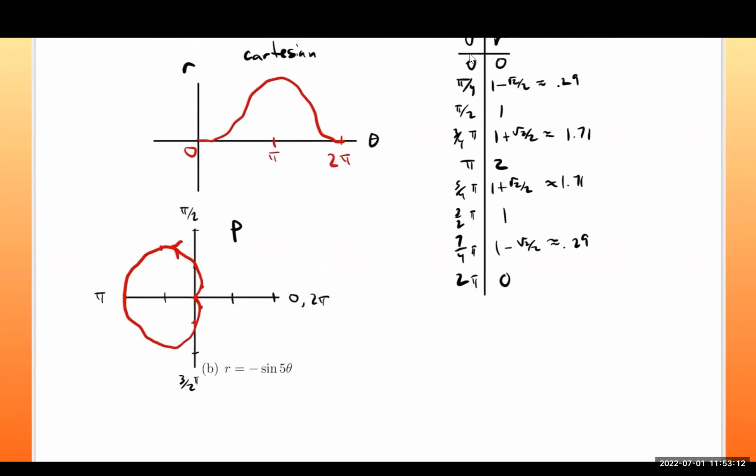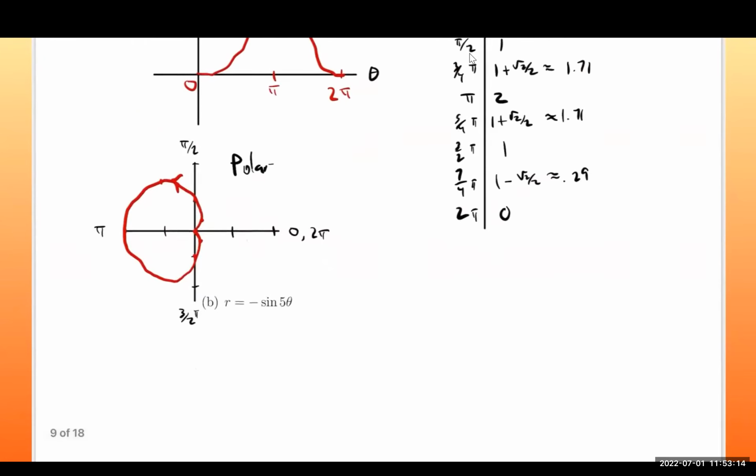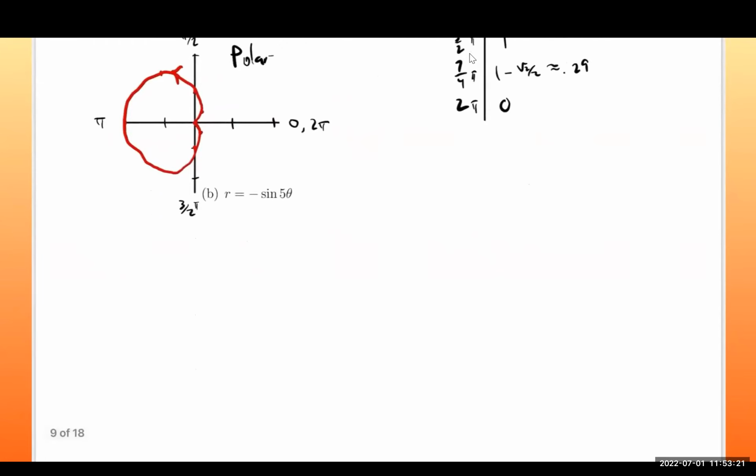All right, so that's what we're going to do for the next example as well. So this would be polar. All right, so this would be the last example. Okay, so for this one, let's start with the Cartesian graph again.